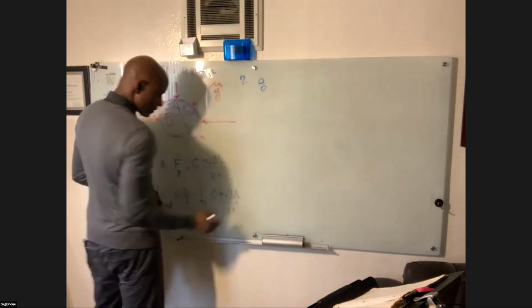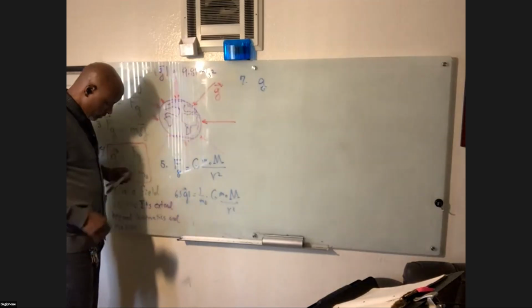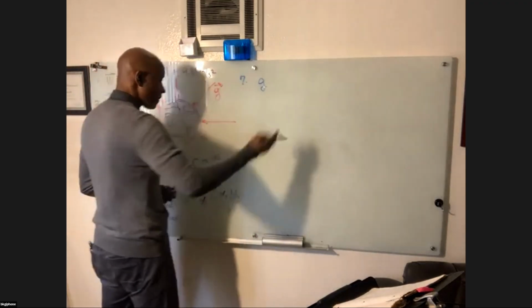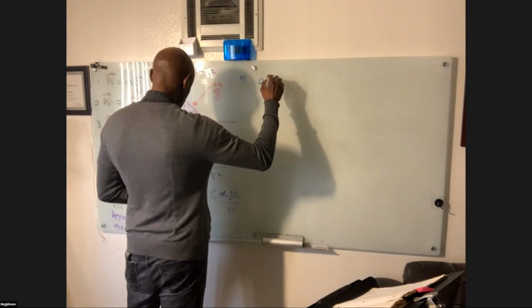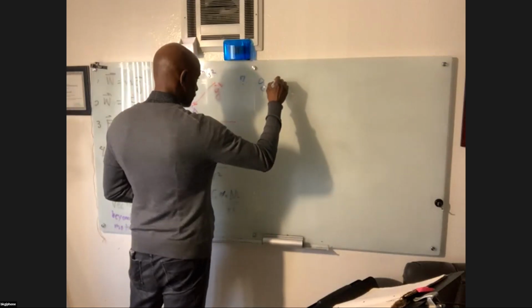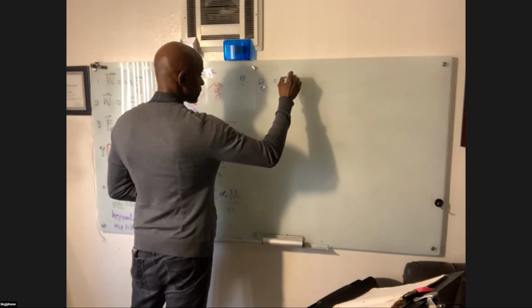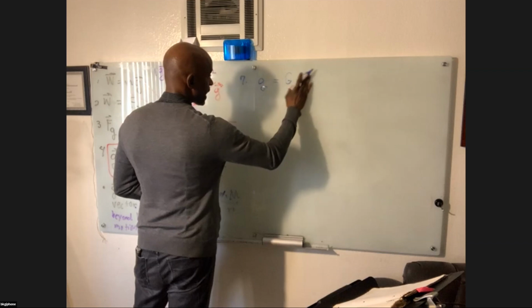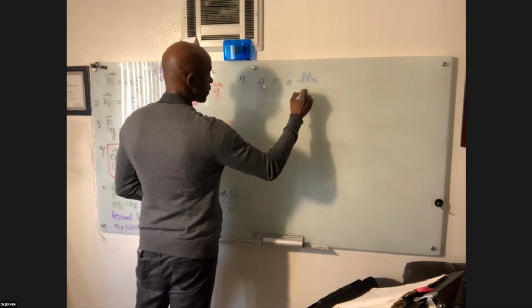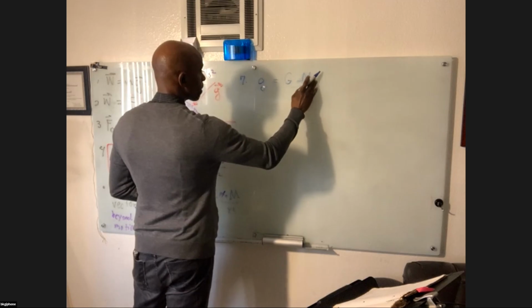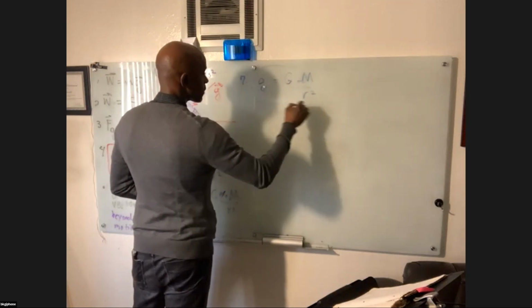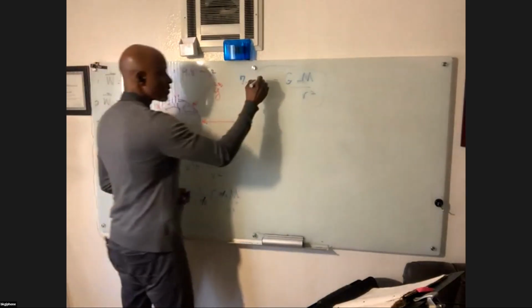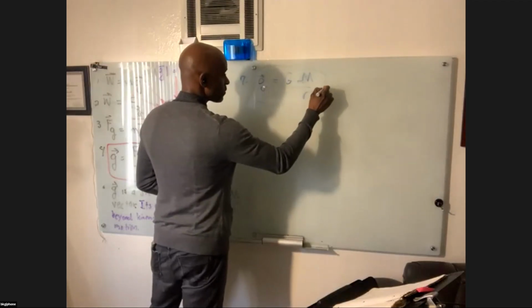So the M naughts cancel. And I get the magnitude of G equals G times capital M over R squared. And of course it's a vector, so if I wanted to put the vector notation, I could put this back in as well.